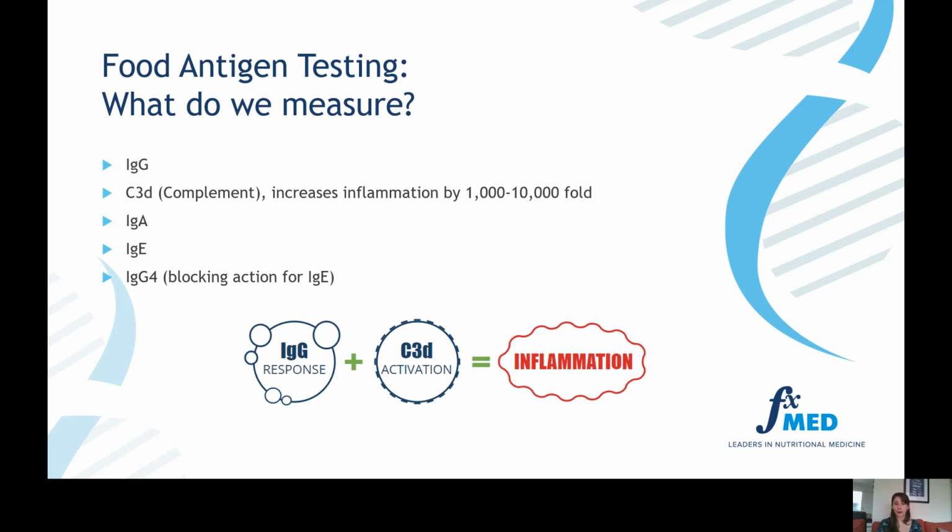And the presence of complement means that the inflammation caused by complement plus IgG is increased by 1,000 to 10,000 fold. So there is 1,000 to 10,000 times more inflammation caused by the combined presence of complement and IgG. So you can see here, IgG plus complement leads to inflammation.